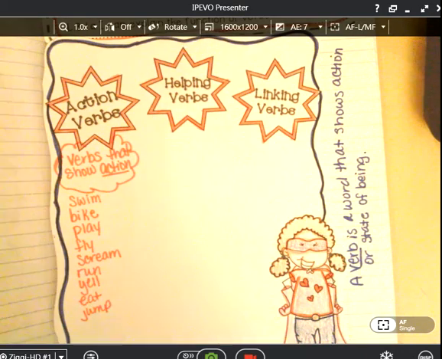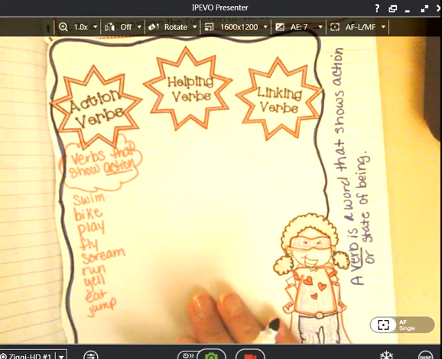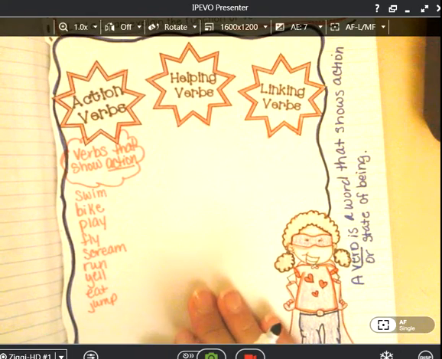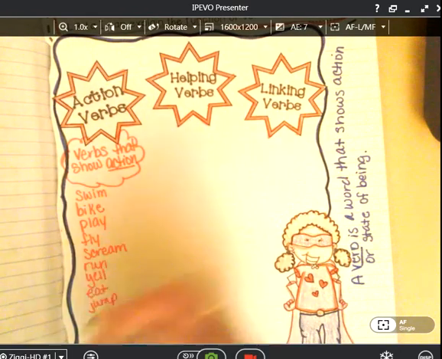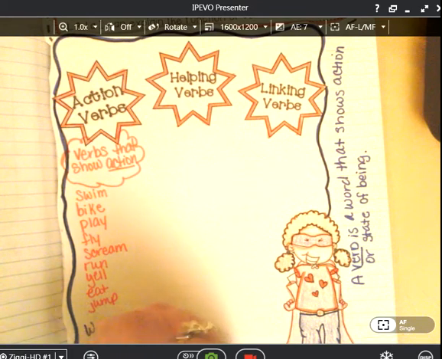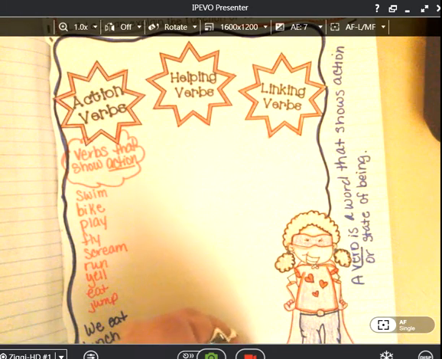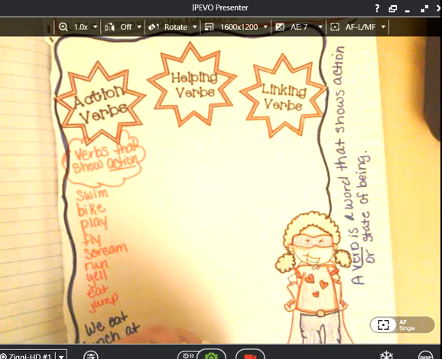So let's use some of these verbs in a sentence just for some examples here. So down here under jump, you can write, we eat lunch at 11 o'clock.